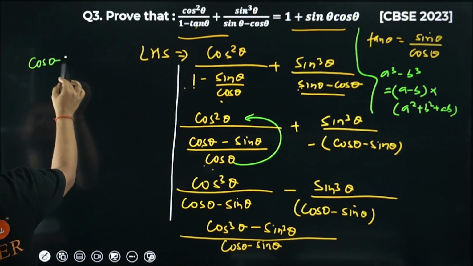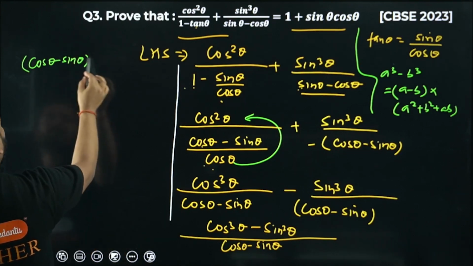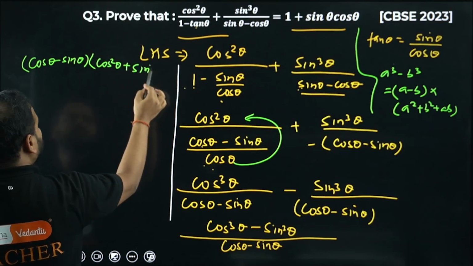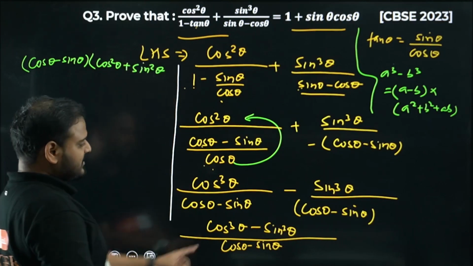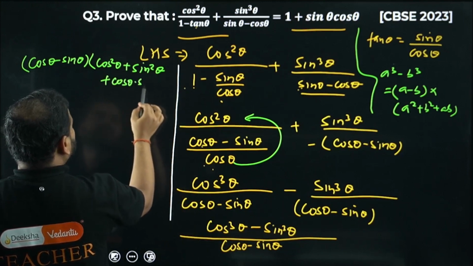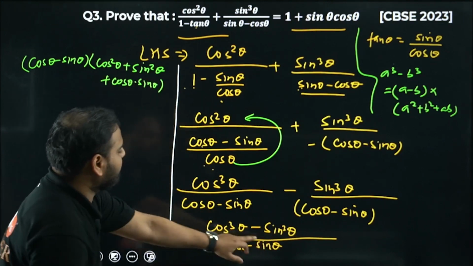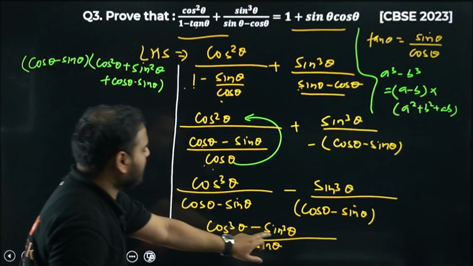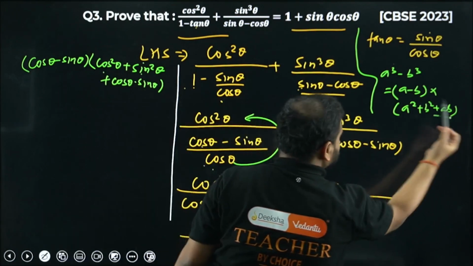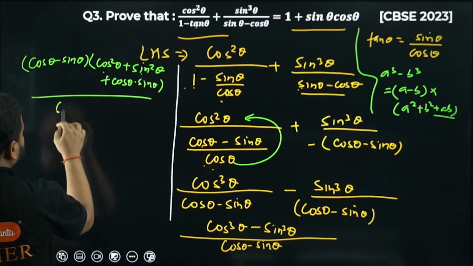What am I going to write? So cos theta minus sin theta. Please check what I'll have: cos square theta plus sin square theta, and plus times of both product, plus cos theta sin theta. A cube minus B cube will become A minus B times of A square plus B square plus AB. Have a look, what I'm getting? Denominator remains same, so cos theta minus sin theta.